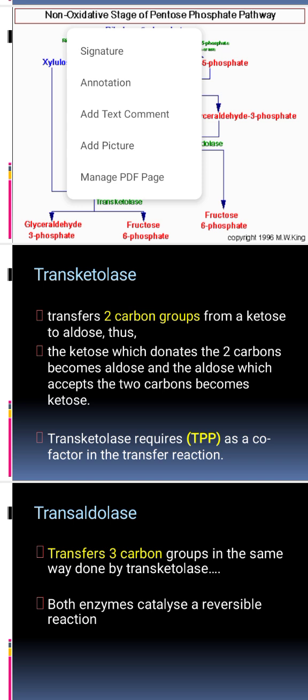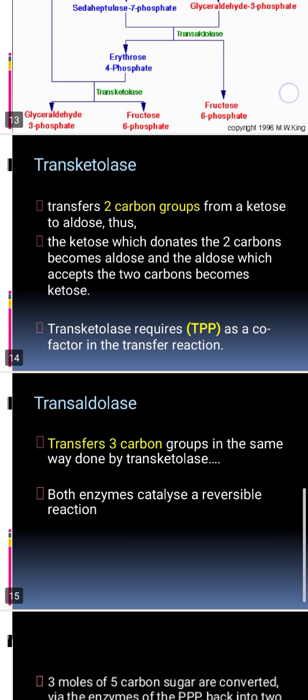Transketolase requires thiamine pyrophosphate as a cofactor in the transfer reaction. You know the cofactors. The cofactors sometimes will be needed in the reaction.